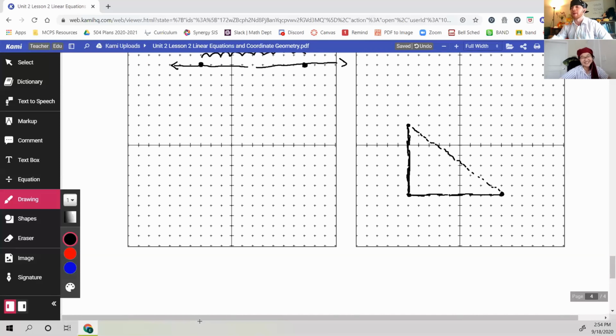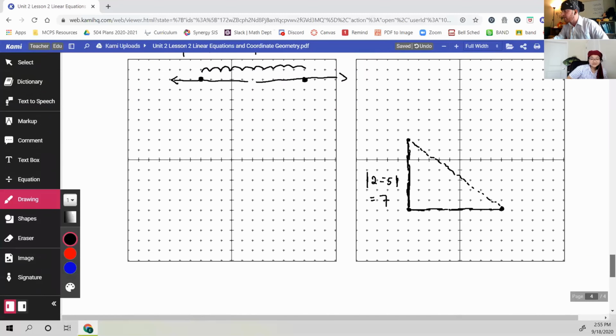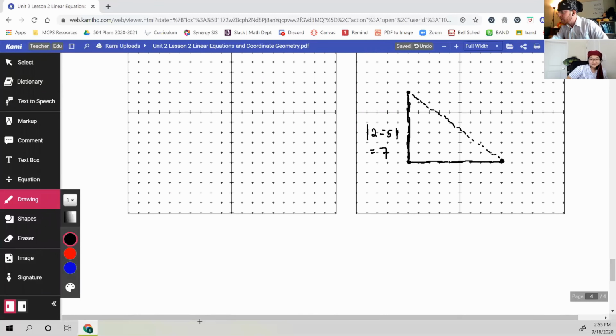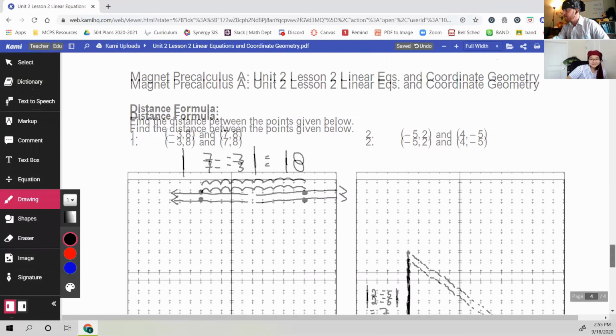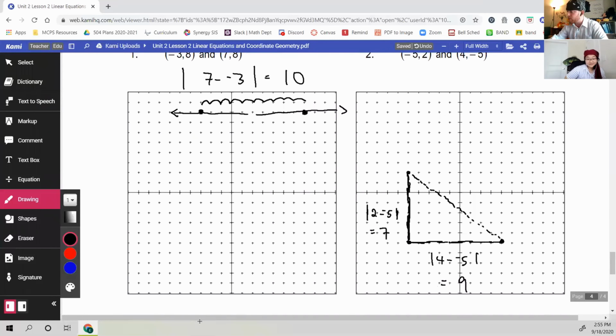I will. So the distance between these 2 points we just established is the absolute value of the first point minus the second point. So we have 2 minus negative 5, which is 7. Here we have 4. Oh no, sorry, 1, 2, 3. Yes, 4. I got that right? Yes, 4 minus negative 5, which is 9. How does one find the distance between these 2 points?